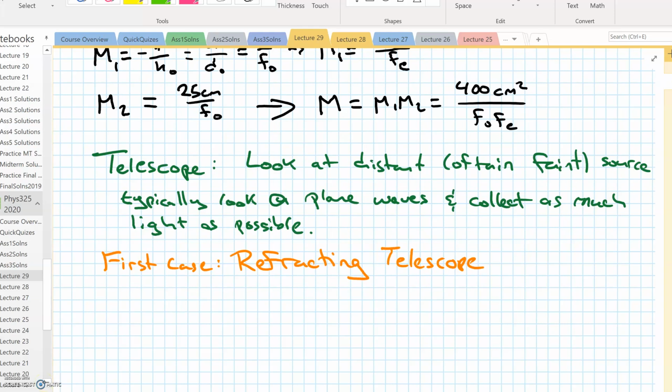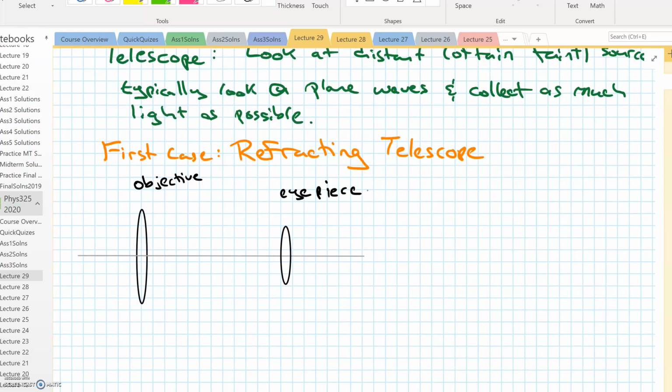So let's have a look at this refracting telescope. The basic setup is we have two lenses, as before. Also as before, the first one is called the objective, and the second one is the eyepiece, with focal lengths FO and FE. Now in this case, we're going to separate the lenses by the sum of their focal lengths, so that the tube length, which is not a standard for telescopes, is FO plus FE.